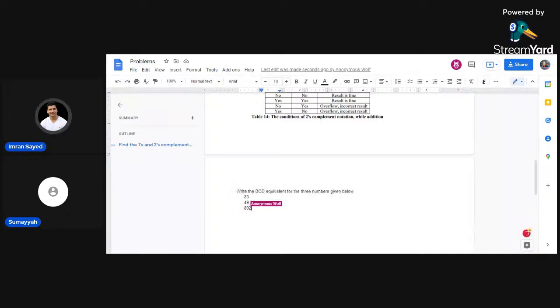Have you done this? Write a BCD equivalent of three numbers. Yes, I did it. I don't remember it very well. Let me check my notes. Can you check your notes and tell me?